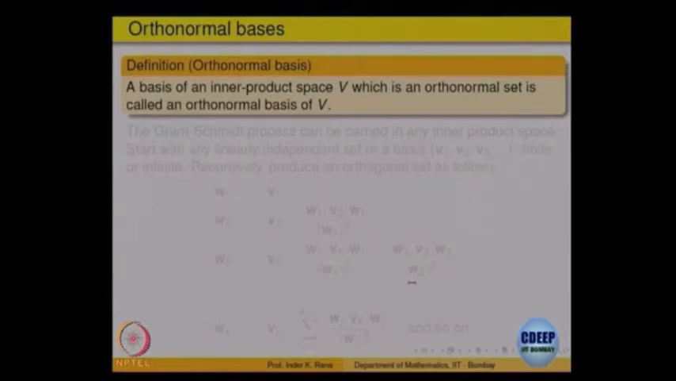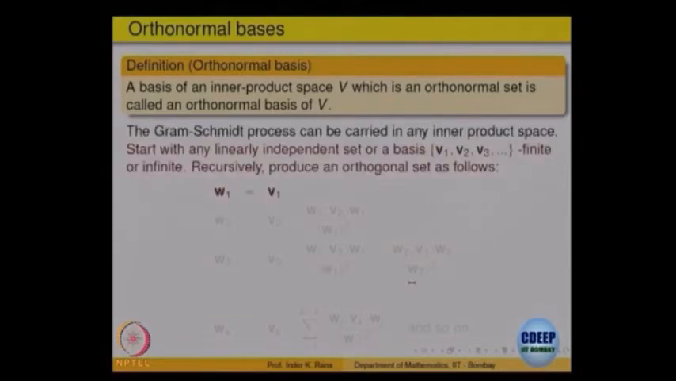That was basically using what is called the Gram-Schmidt process. At every stage, remove the projection of the vector on the previously defined ones. I am just recalling. Given any finite number of vectors, and this set may be finite or infinite, look at V1. If that is non-zero, define W1 to be equal to V1.